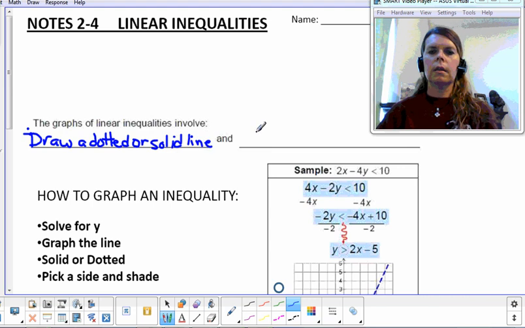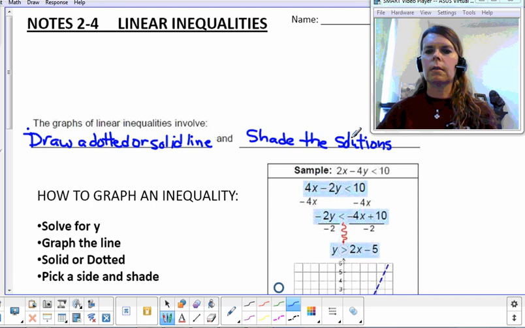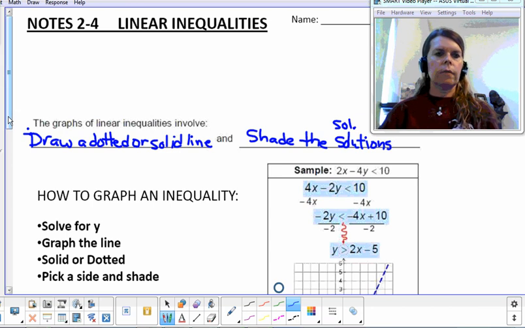And then you shade your solutions. Shade the solutions. And I'll tell you how to decide where your solutions are. It all has to do with that verb, if it's less than or is it greater than your line. And this is S-O-L-U-T-I-O-N-S.